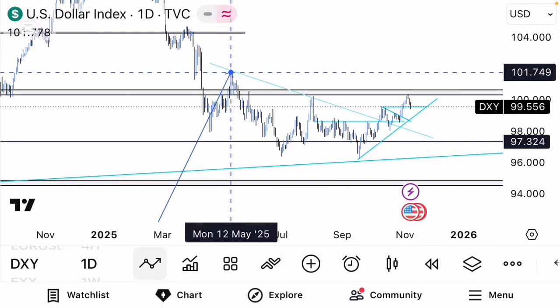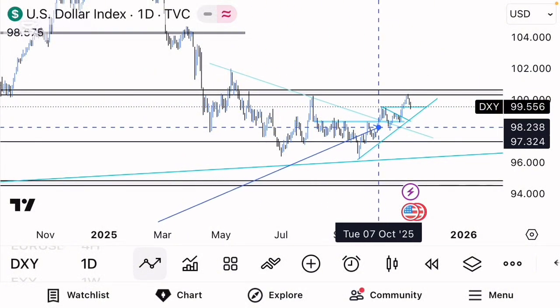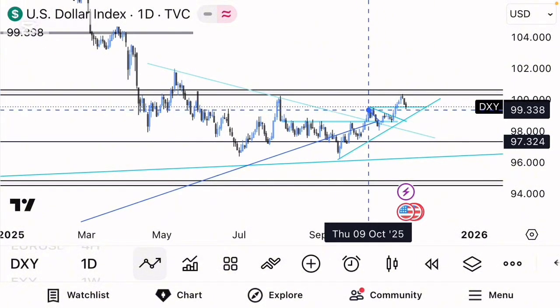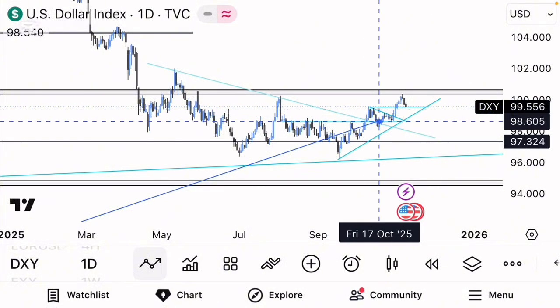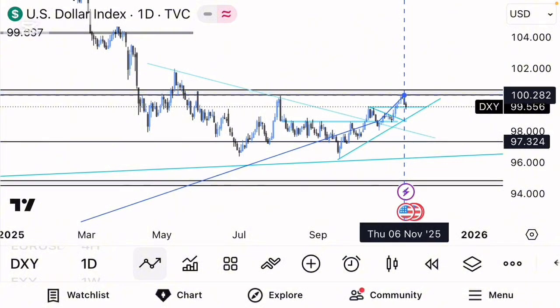So as you can see, there was a first touch here, second touch here, and potentially there was a third touch, which finally broke above this market structure here. Now what we could notice here was that we broke above it, we retested it, and we went straight to the upside. Now this is looking more like a change in trend.